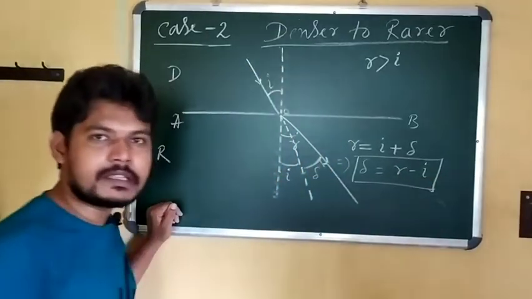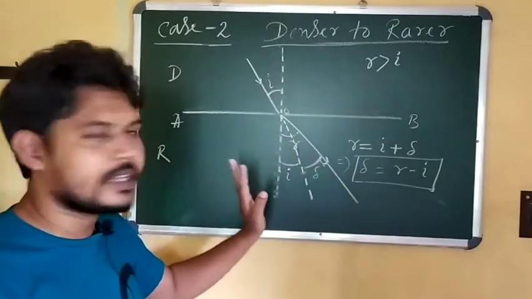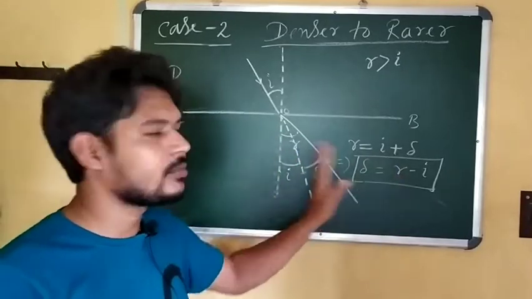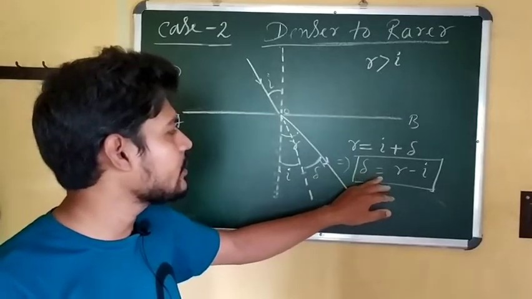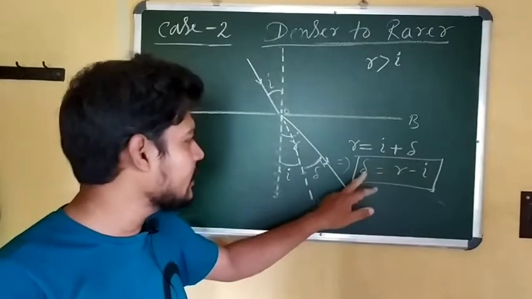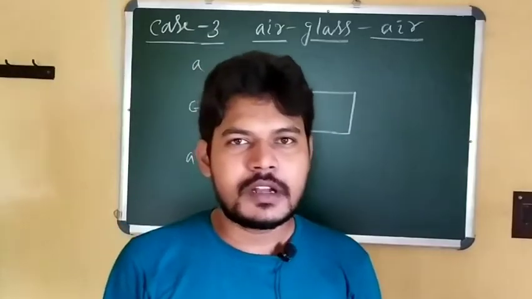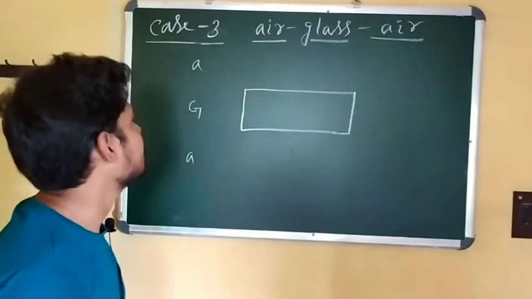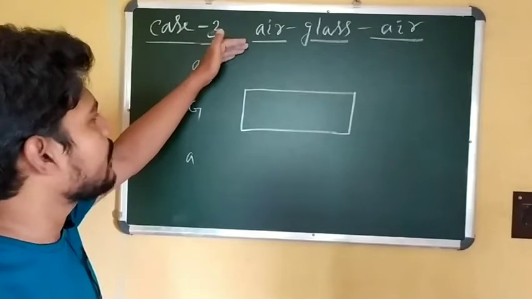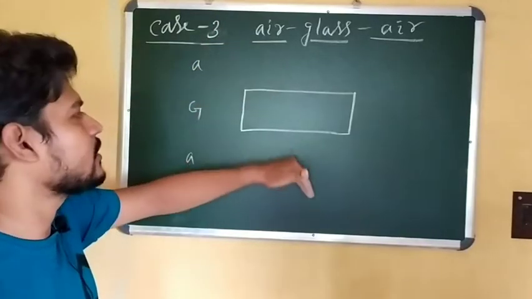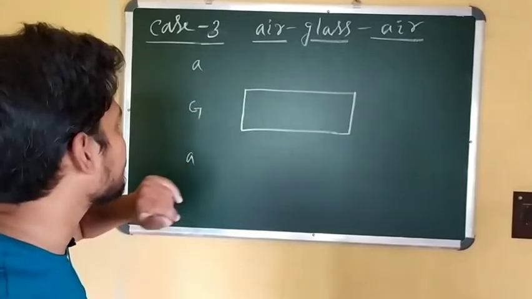Okay, very simply you can understand delta oppositely: the angle which is greater, you have to subtract one from the other. In the last case you have seen delta equals I minus R, and in that case delta equals R minus I. Now students, let's take this case. In this case light is traveling from air to glass and then from glass to air. So it is a special case. So you have to focus on this.